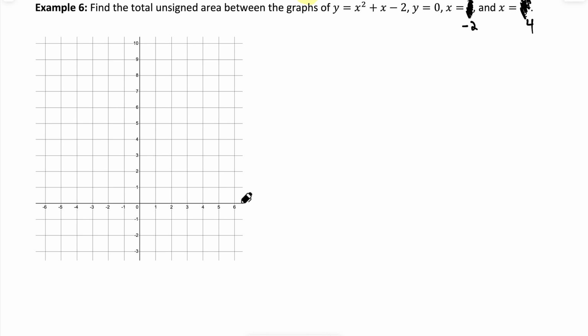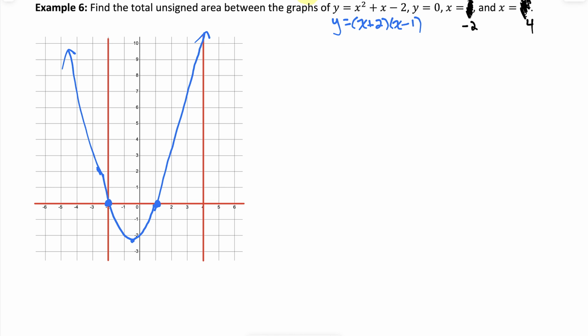So let me draw my lines at y equals 0, x equals negative 2, and x equals 4. And I also need a rough sketch of this quadratic function on this interval. I'm going to write this quadratic in factored form. It's x plus 2, x minus 1, so I know its x-intercepts are at negative 2 and 1. Its vertex is going to be at negative 1/2.